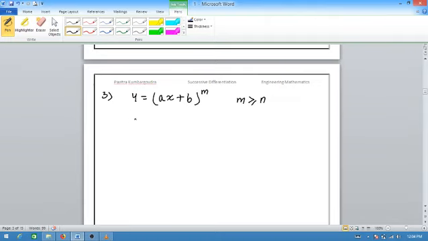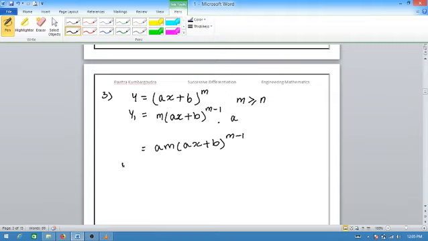Okay, so differentiating with respect to x, we get y1 is equal to, so differentiation of x raised to n is n into x raised to n minus 1, right? So here m into (ax plus b) whole raised to m minus 1, into differentiation of ax plus b, which is a. So that is equal to a into m into (ax plus b) whole raised to m minus 1.